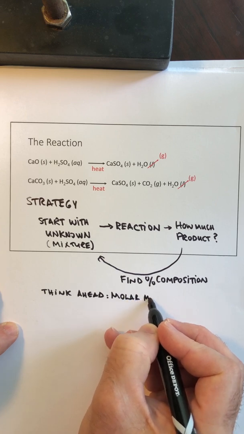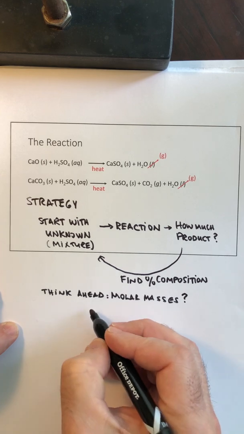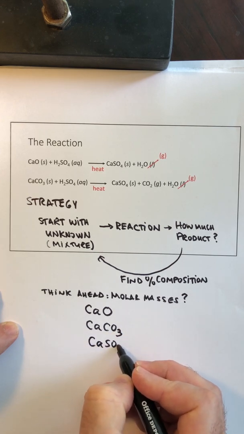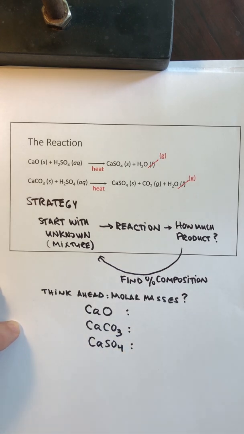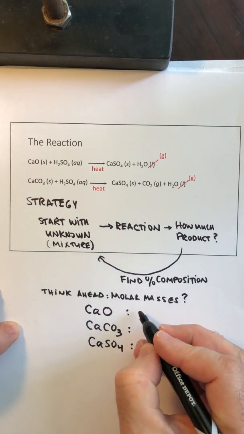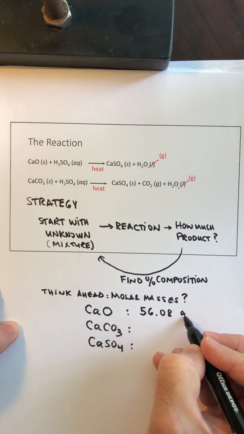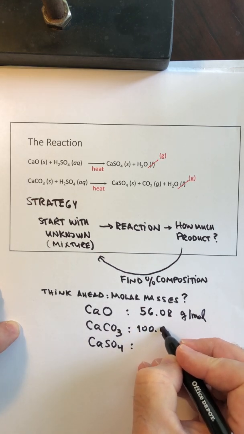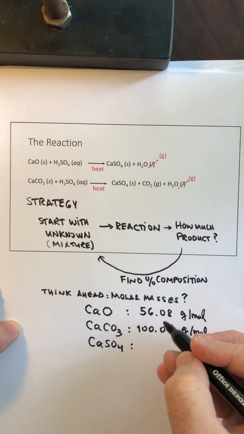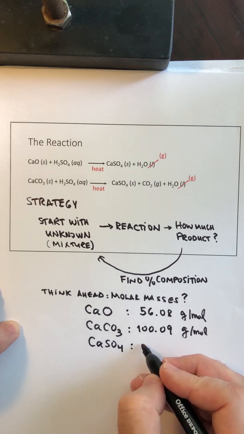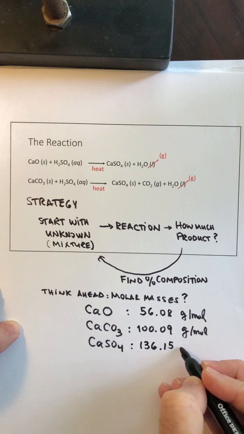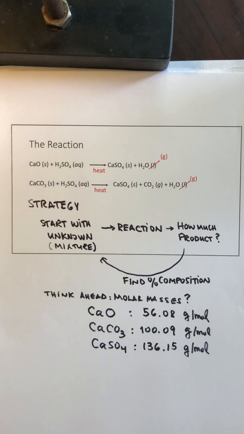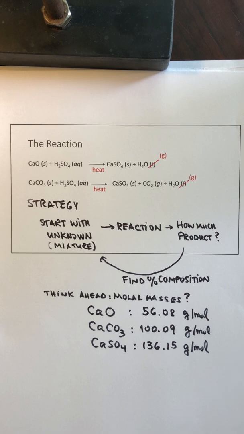What are the molar masses of our various components here? We have 3 of them: calcium oxide, calcium carbonate, and the product, calcium sulfate. So I think one thing you want to do right away is calculate the molar masses of these compounds. Calcium oxide is 56.08 grams per mole. Calcium carbonate is 100.09 grams per mole, so roughly a little bit less than double calcium oxide. And calcium sulfate is 136.15 grams per mole. We would like to use those later on, so please have those handy so we don't have to recalculate them every single time. All right? Okay, let's move on.